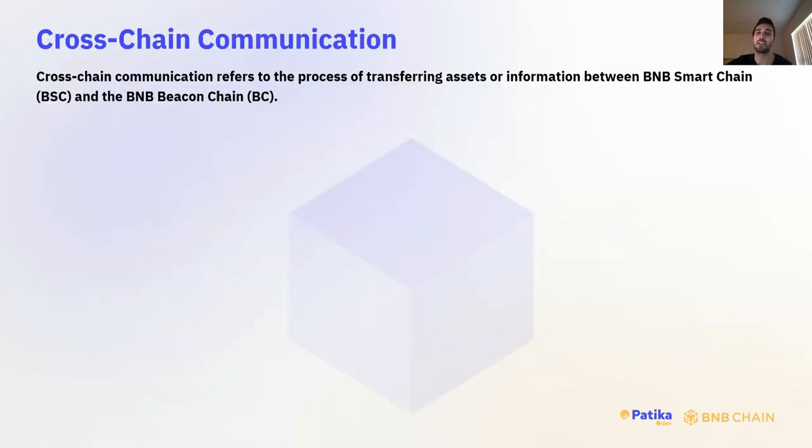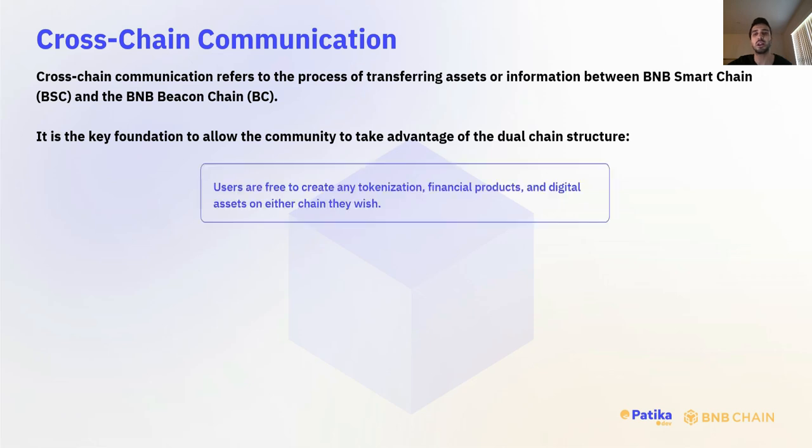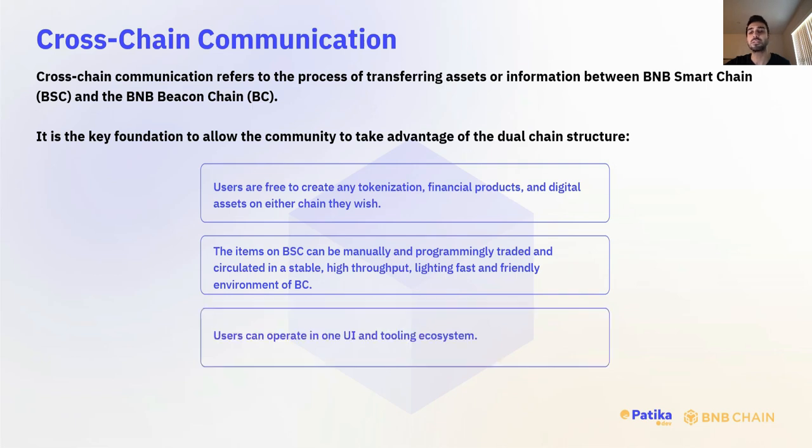Cross-chain communication. Cross-chain communication refers to the process of transferring assets or information between BNB Smart Chain and BNB Beacon Chain. It is the key foundation to allow the community to take advantage of the dual chain structure. Users are free to create any tokenization, financial products, and digital assets on either chain they wish. The items on BNB Smart Chain can be manually and programmatically traded and circulated in the stable, high throughput, lightning fast, and friendly environment of BNB Beacon Chain. Users can operate in one UI and tooling ecosystem.